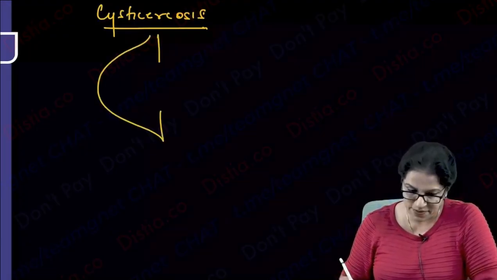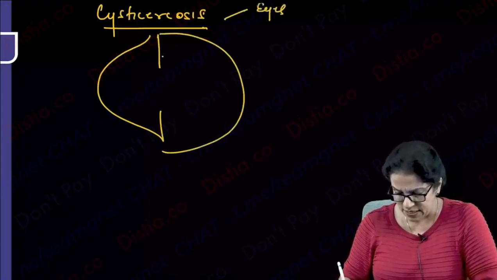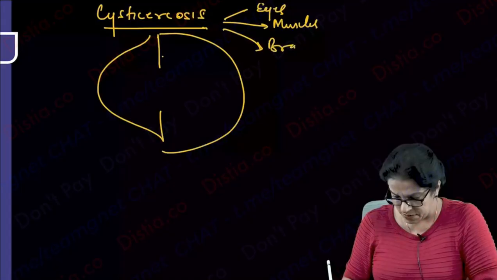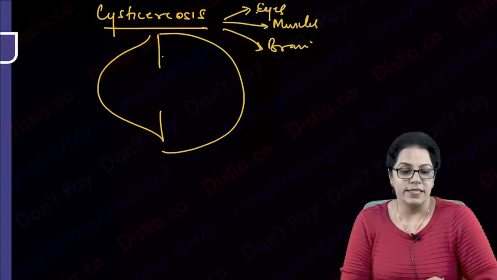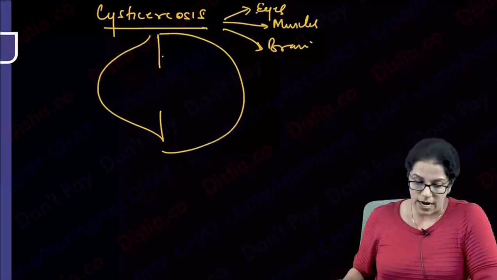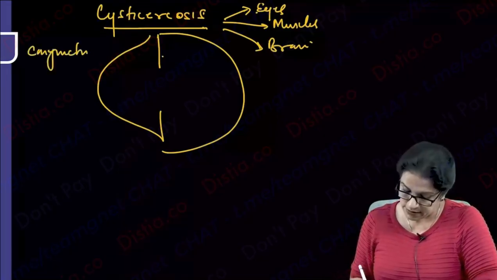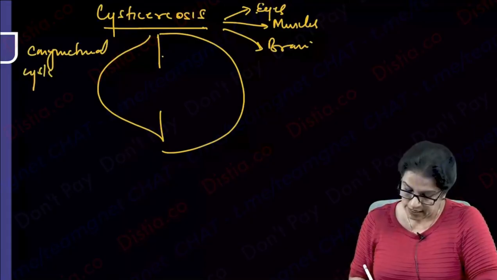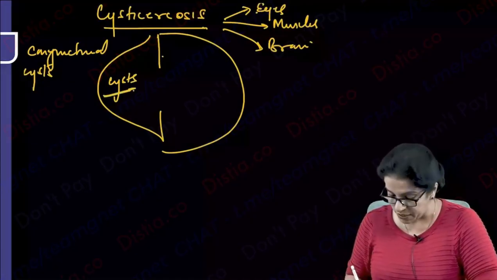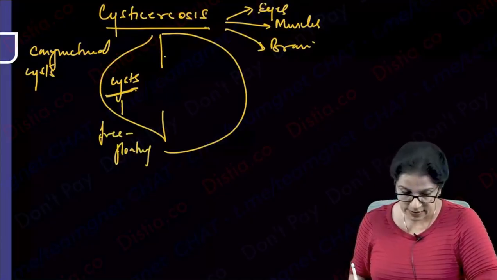We'll make a diagram here. Generally, you know, it mainly affects the eyes, muscles and brain. These are the three places where you will find this worm. So when you talk about eye involvement, it can lead to conjunctival cysts. Then cysts can be seen in the aqueous humor, that is in the anterior chamber. They can be free floating. Cysts can be found here as well.